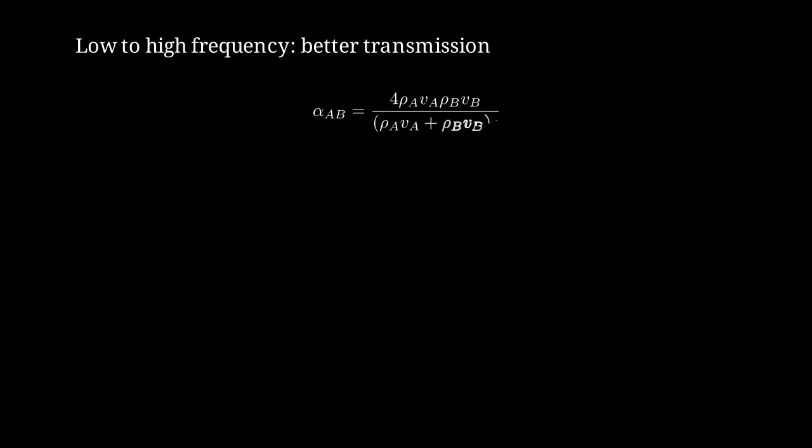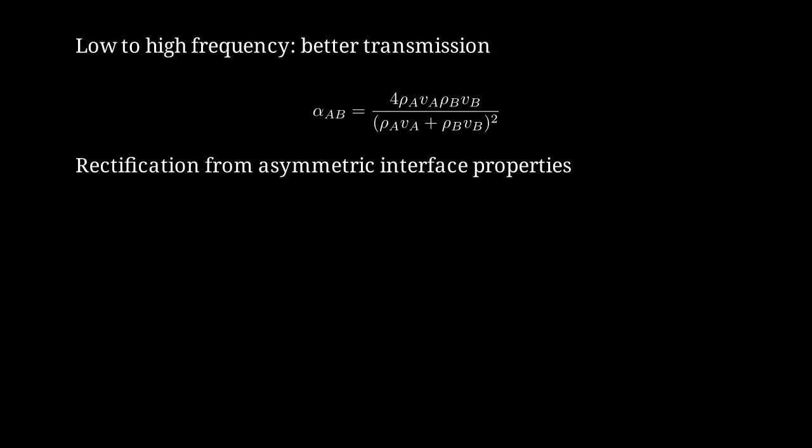The acoustic mismatch model gives us alpha(A,B) equals 4 times ρ_A times v_A times ρ_B times v_B, divided by the quantity ρ_A times v_A plus ρ_B times v_B, squared. Here, ρ is density and v is sound velocity. By engineering interfaces with strongly mismatched phonon spectra, we achieve significant thermal rectification.